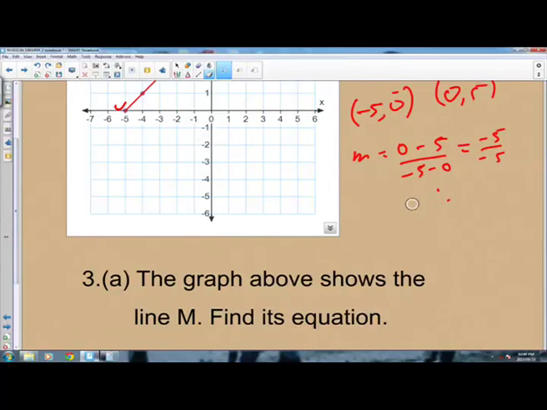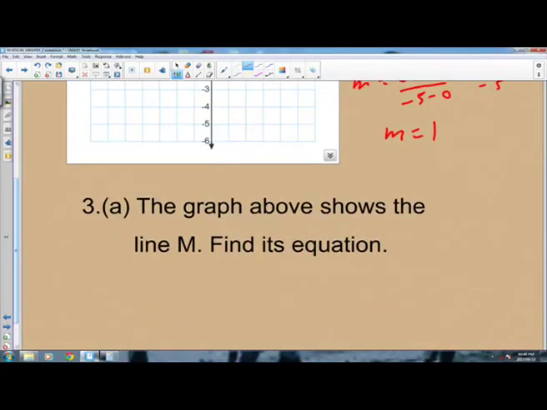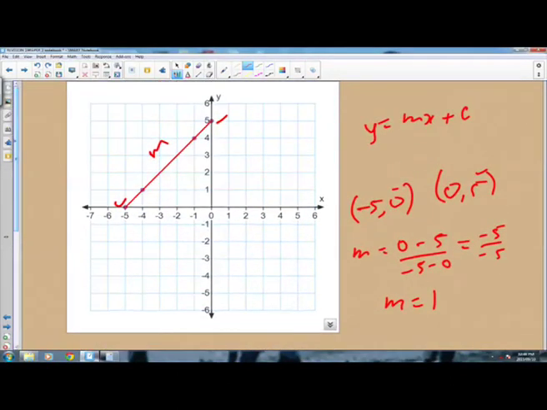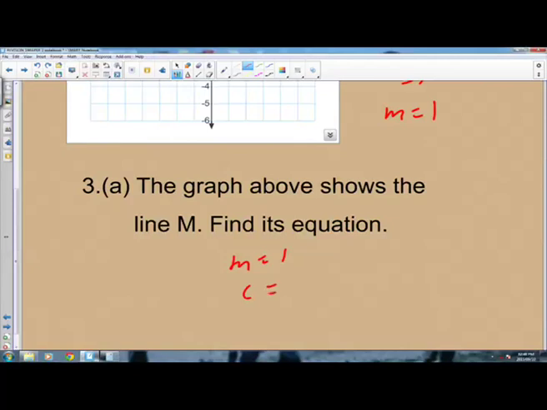This is 1. So the gradient here is equal to 1. So what will be the equation of the line? The equation of the line should be written in the form y equals mx plus c. The m is equal to 1, and then what about c? You can pick c from your graph. The c is where the line cuts the y-axis. So this line is cutting the y-axis at 5. So our c is equal to 5.